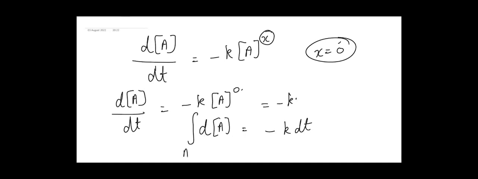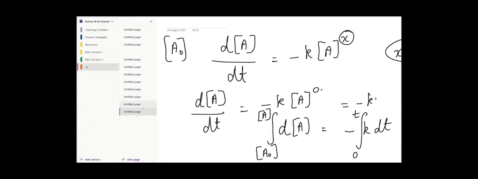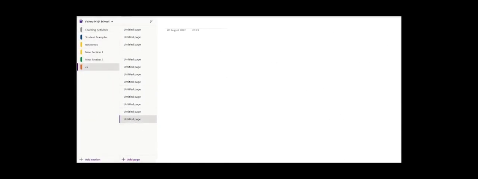Now the concentration, let us assume the initial concentration to be A naught. So we have to integrate from A naught to some final concentration, let us say A. Now time starts from 0 to some time t. So by integrating, we get A minus A naught is equal to minus k times t minus 0. So A naught minus A is nothing but k times t.